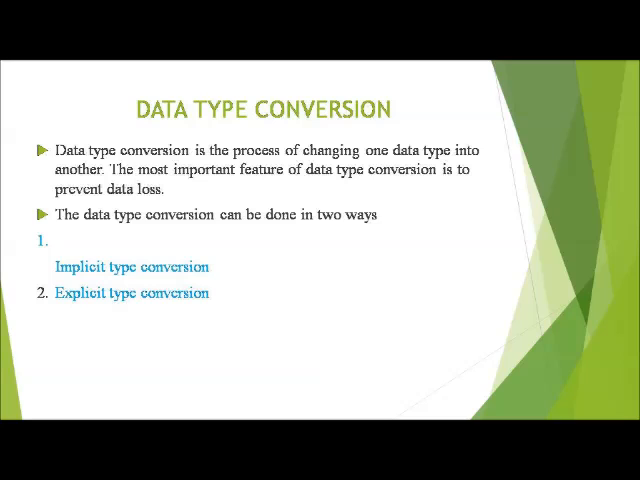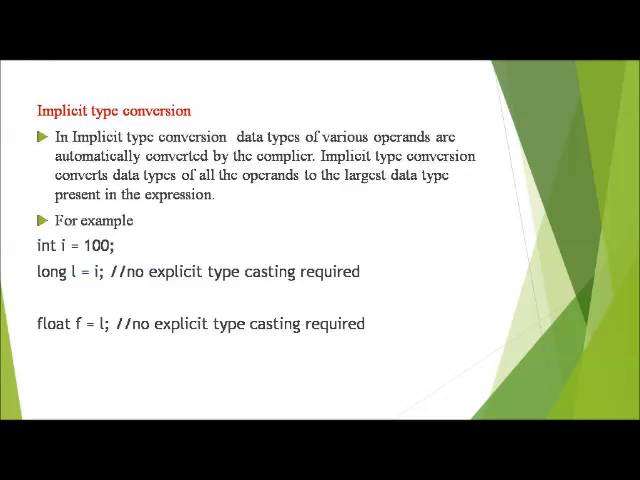Data type conversion is the process of changing one data type into another. The most important feature of data type conversion is to prevent data loss. The data type conversion can be done in two ways. 1. Implicit type conversion. 2. Explicit type conversion. Implicit type conversion.